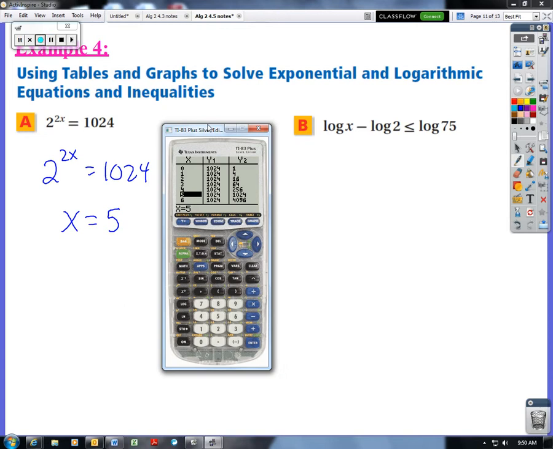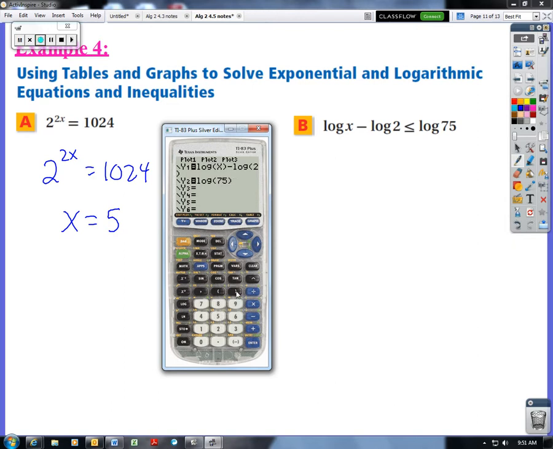Okay, on this next one, you are looking for where the left-hand side is less than or equal to the right-hand side. You can type it in how it looks, or you could use a log property and simplify it first. It really doesn't matter, so I'll just type it in the way it looks. Log of x, make sure you put a parenthesis there after the x, minus log 2. And then in y2, I'm going to have log of 75.